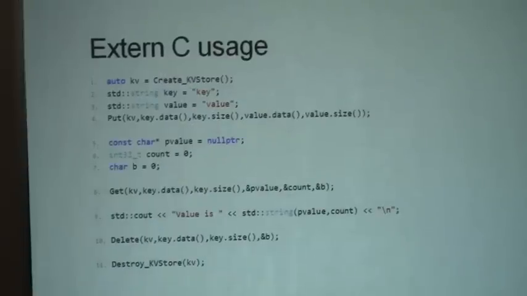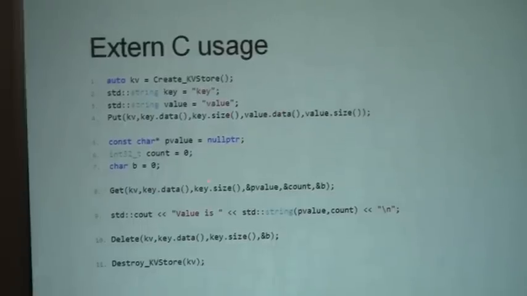And here's how we use it. We create the KV store, create key value, put, KV store, key, key.data, key.size, value.data, value.size. And then we call a get, we output the value, delete it, destroy.